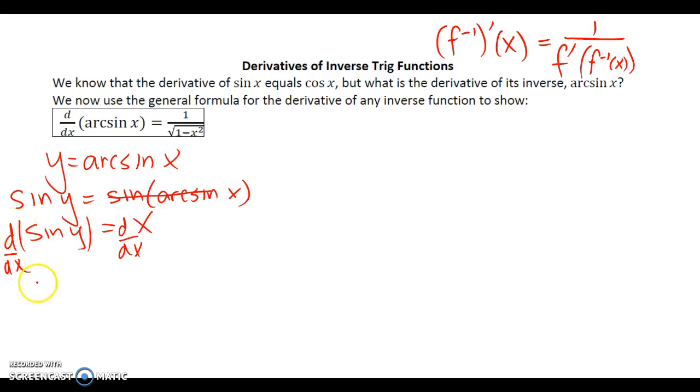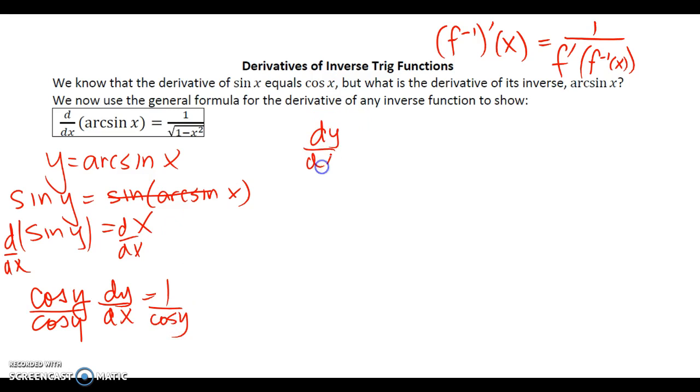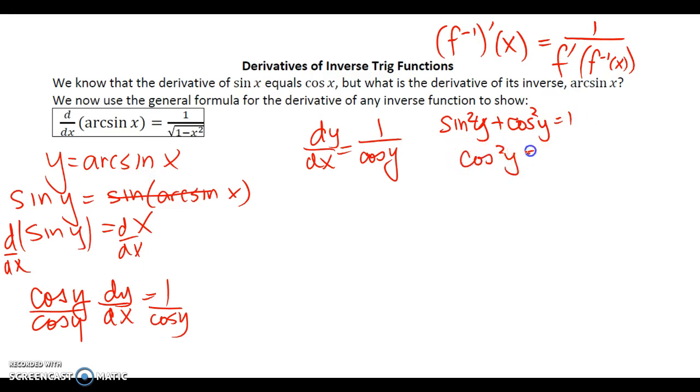So the derivative of sine is cosine of y times dy dx equals 1. So we're going to divide both sides by cosine of y. So dy dx equals 1 over cosine of y. Well, keep in mind here, we're going to go back to a Pythagorean identity we used that said sine squared, we'll use y in this case, plus cosine squared y equals 1. So let's solve this for cosine. So cosine squared y equals 1 minus sine squared y.